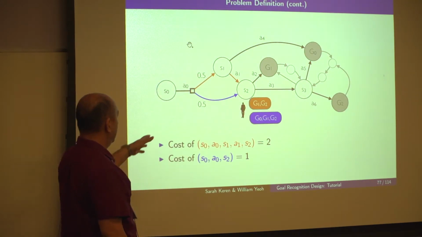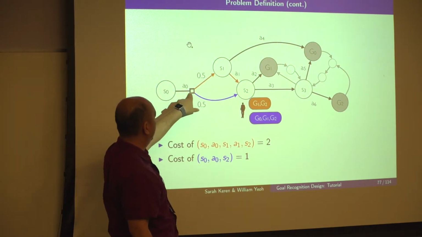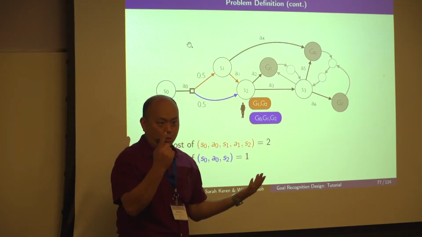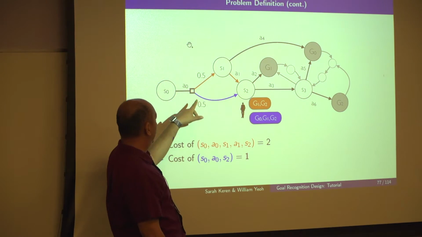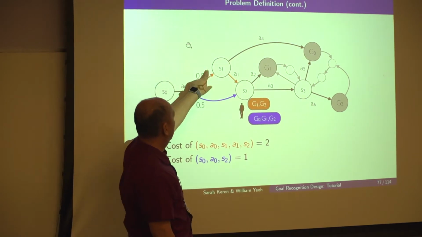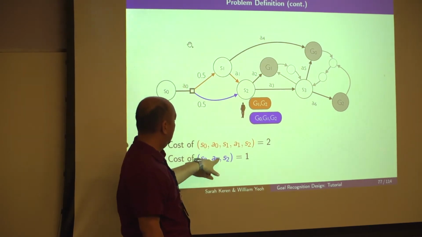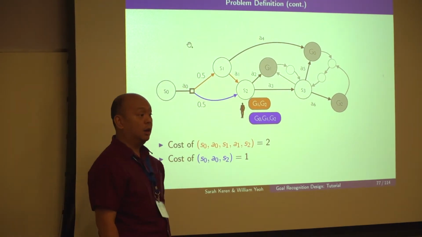And so in this example, this top one here, the cost of this trajectory is 2, because if you assume that actions cost 1 for all actions, for simplicity, then this would be a cost of 1, so you get a cost of 2. This one is just a cost of 1, because there's only one action taken, right?